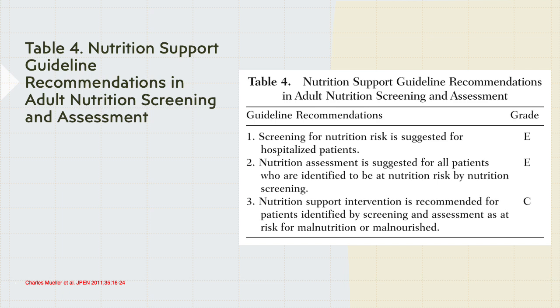Here are the nutrition support guideline recommendations in adult nutrition screening and assessment. I find it quite interesting that number 1 and number 2 are grade E. I think we can all agree that it is important to screen patients for nutrition risk and follow this with a nutrition assessment, but is there actually evidence to support this? Perhaps there just isn't adequate research on this topic yet to make a blanket statement. But it seems strange to me that number three would have a C level of evidence without number one and number two having that same level of evidence.